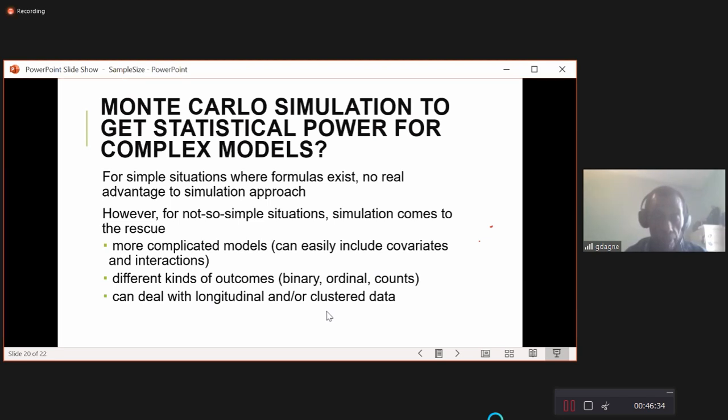For example, if you have longitudinal or cluster data, these are correlated because you have observations from the same individuals over time. So those observations are correlated. They depend on each other. They depend on the individual. You cannot treat them as independent.